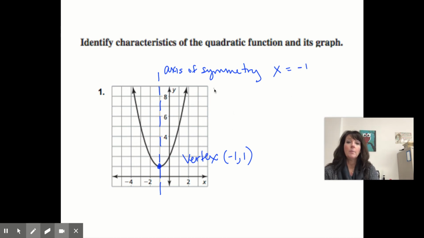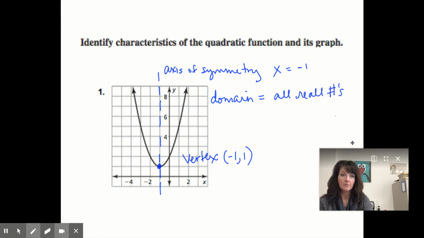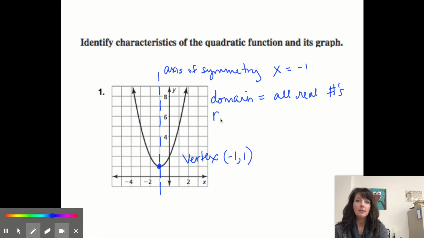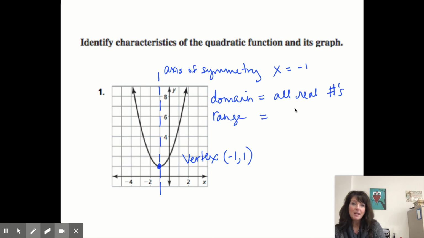All right, what about the domain? Domain is all real numbers. We have two L's on real. All right, the range. The range would be equal to all the y values, right? The range is the outputs, and they have to be greater than 1. So y is greater than or equal to 1.